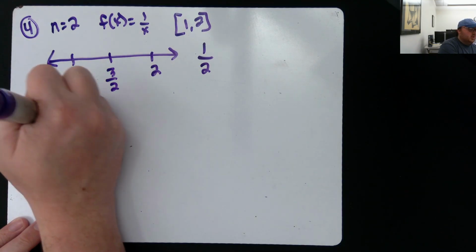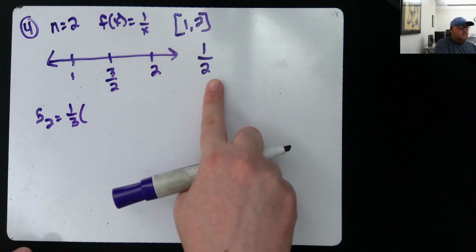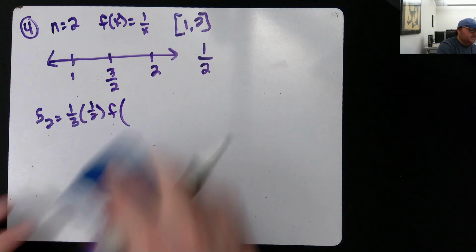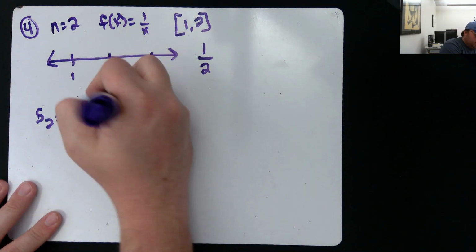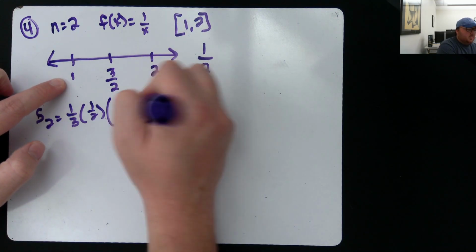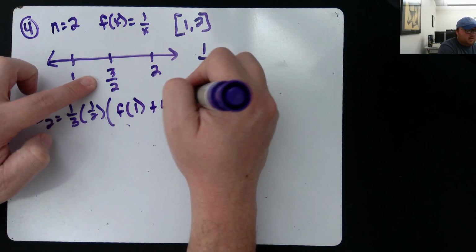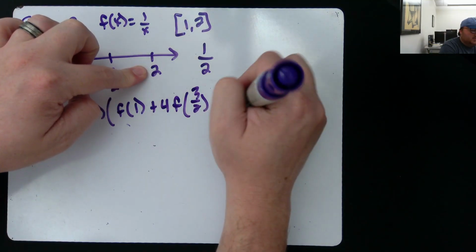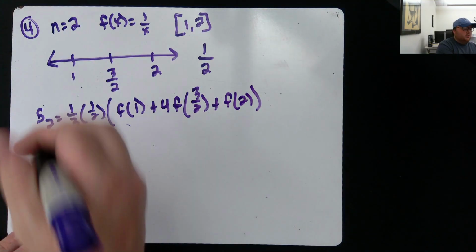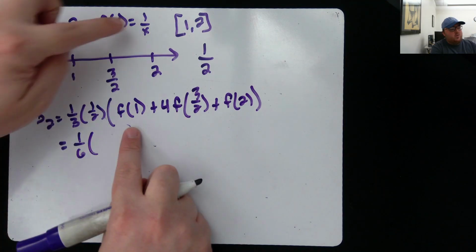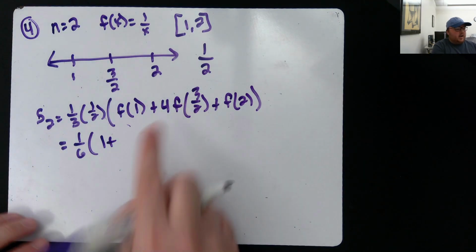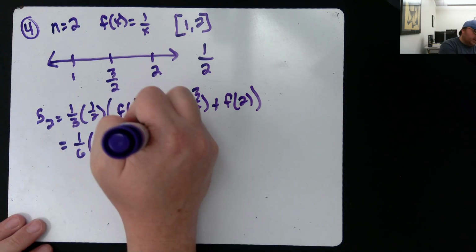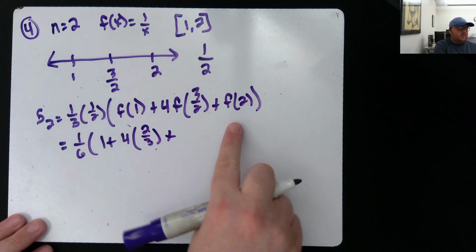So to do S2, it's going to be 1/3 times the delta x, which is 1/2, times the function at my first point, plus 4 times the function at my next point. And then the only part I have left is my last point, so just one of those. 1/3 times 1/2 is 1/6. f of 1, 1 over 1 is 1, plus 4 times f of 3/2. 1 over 3/2 is 2/3, plus f of 2, which is 1/2.